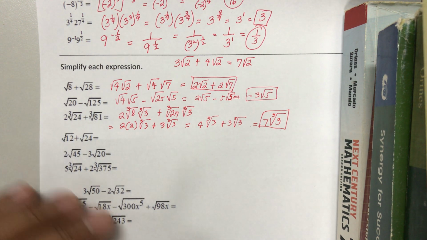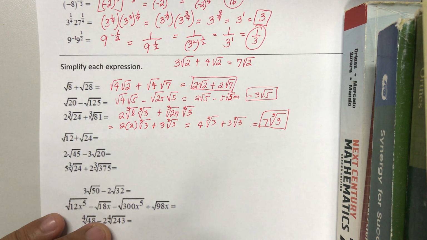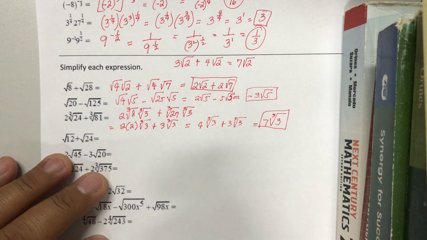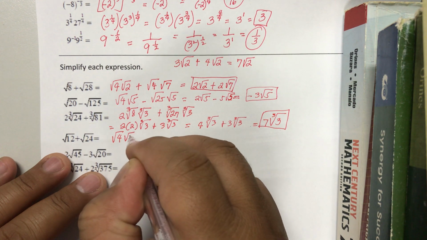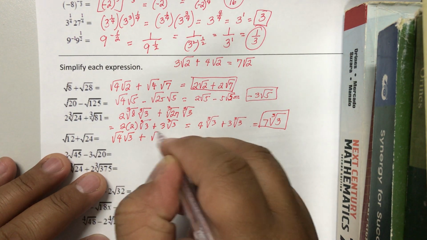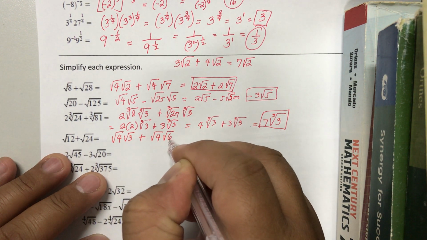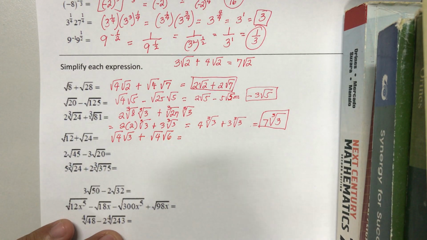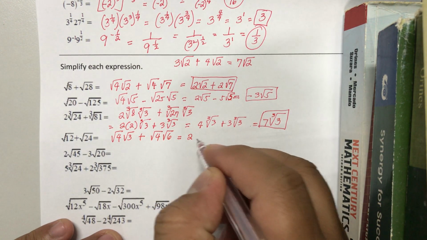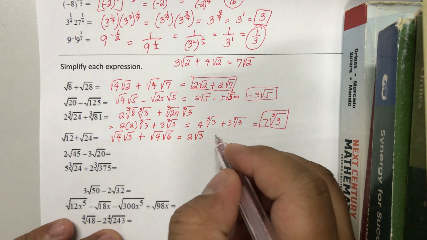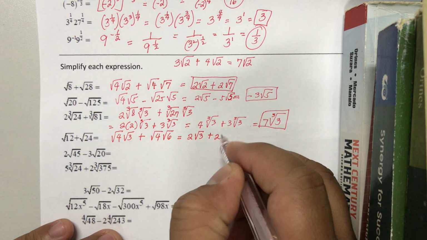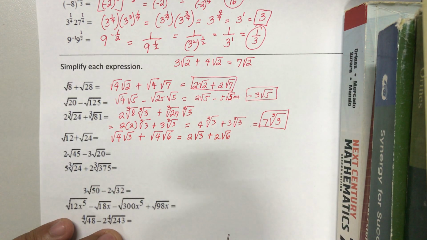Number 12, number 4. The square root of 12 plus the square root of 24. It will be square root of 4 times square root of 3, plus square root of 4 times square root of 6. The square root of 4 is equal to 2, so you have 2 square root of 3. The square root of 4 is 2, so you have 2 square root of 6. So you have 2 square root of 3 plus 2 square root of 6.